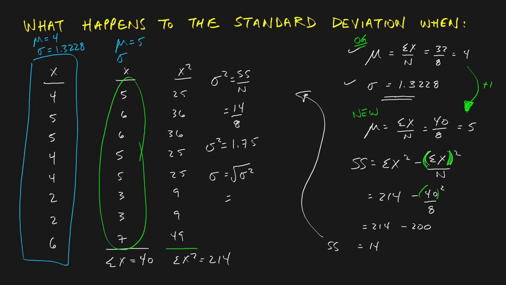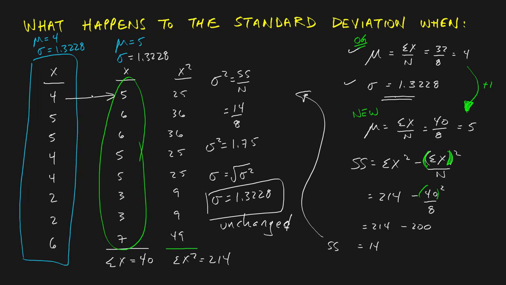I had 1.75 for variance before. I have it again. When I root that, I'm still going to get 1.3228. The standard deviation is unchanged. So the standard deviation is 1.3228. So apparently, when you take all of your values and you add 1, so you do that for all of them, it does affect the mean, but it has no effect on the standard deviation.